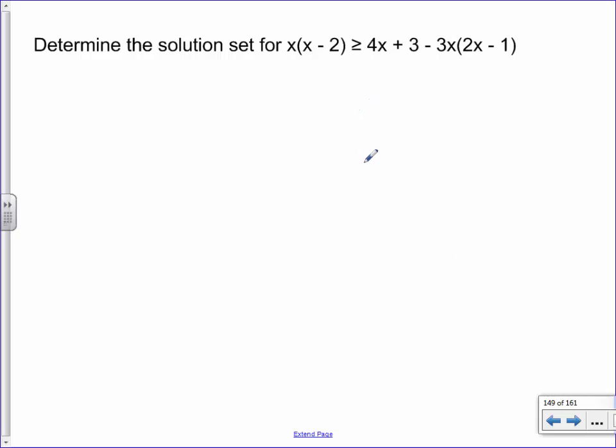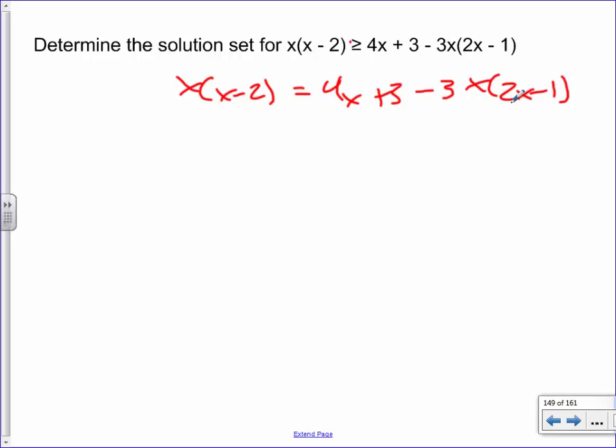How do we solve this? Okay, well, we just talked through the steps. What do you do if you get an inequality sign? Pretend it's an equal sign. So now what we have is x(x minus 2) equals (4x plus 3) minus (3x)(2x minus 1). I know it's not actually equivalent, but what we're looking to do right now is just solve for some points to plot on a number line.